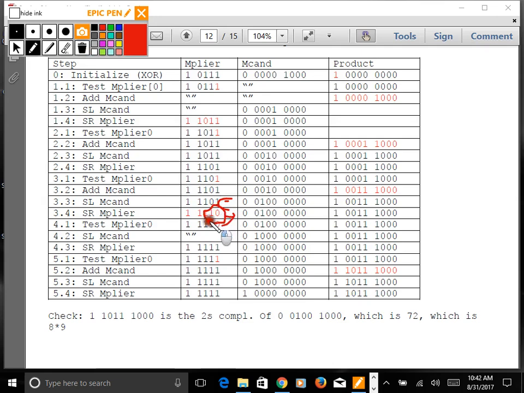So now these 2 values are the values we're worried about. Here, at the next stage, we're testing the 0, so you don't need to add at all. So you don't worry about it. Just shift left and shift right. And then finally, we have a 1. So now we are actually adding this value here and getting our result.